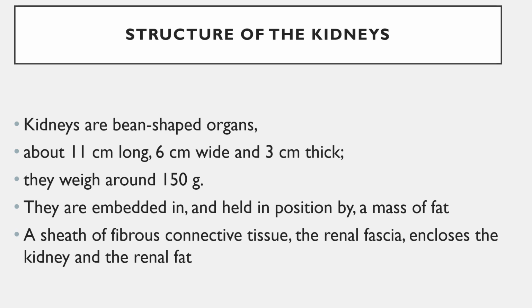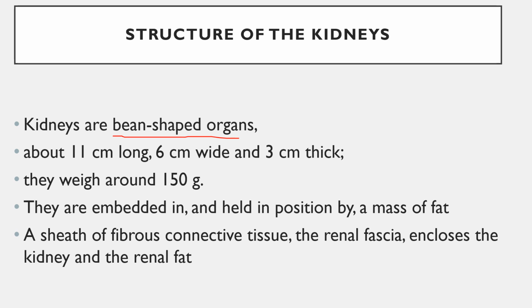So, structure of the kidney. Now if you are asked to describe the structure of the kidneys, there will be marks allocated for this, so you don't want to lose marks. Just talk about everything that you see of the kidney. The first thing you need to say is that the kidneys are bean-shaped organs. Think of a sugar bean. That is how you first say it.